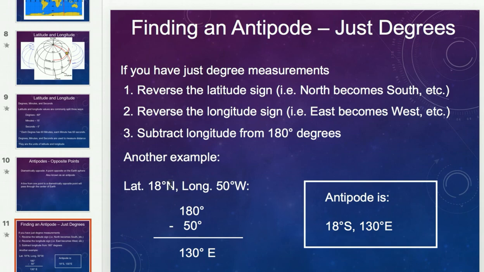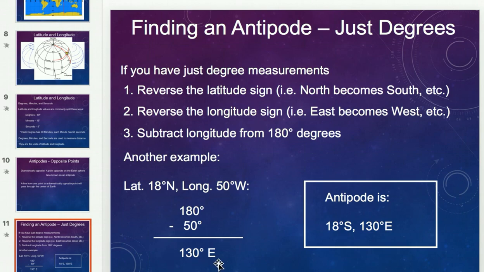If it was opposite, if this had said 18 degrees south, we'd have changed it to north. And same thing here. If it had been east, we'd have changed it to west. Alright, so we can see that here already. And the second thing you do is you subtract your longitude from 180 degrees. Remember, latitude is always first, because LA is before LO. Here's our example right here, 18 degrees north, and the longitude is 50 degrees west. You will take 180, and then subtract 50 degrees, which is going to be 130 degrees east.